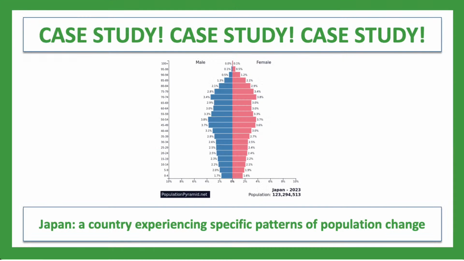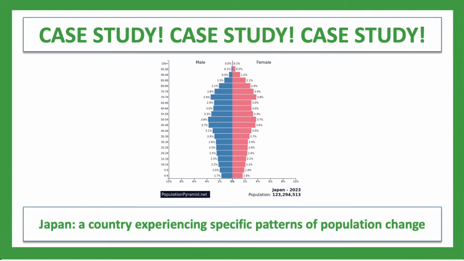And the next we're going to have a look at is, a bit of a siren going off for that one because this is a population structure diagram, otherwise known as a population pyramid. It says it's for Japan, a country experiencing specific patterns of population change. This is quite a well-known population structure diagram or population pyramid. Hopefully you can comprehend it. Over to you, Alice.